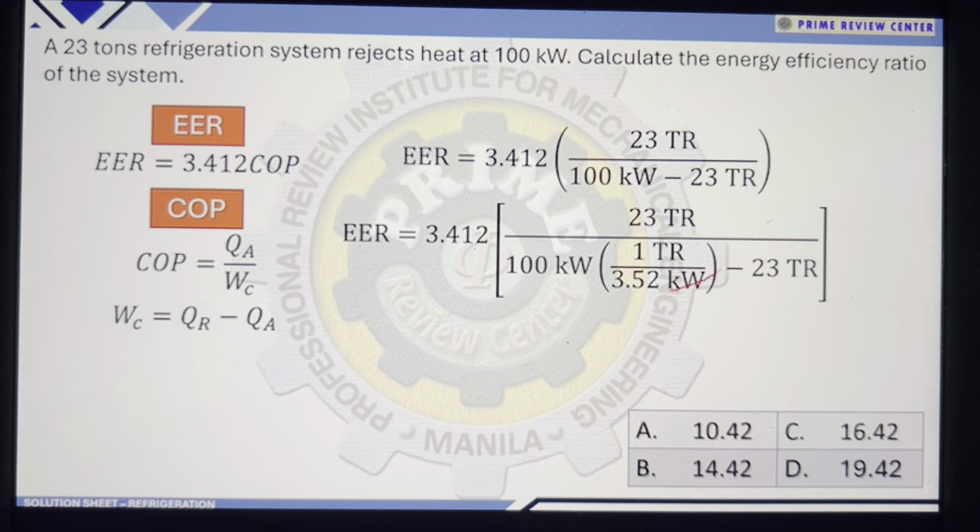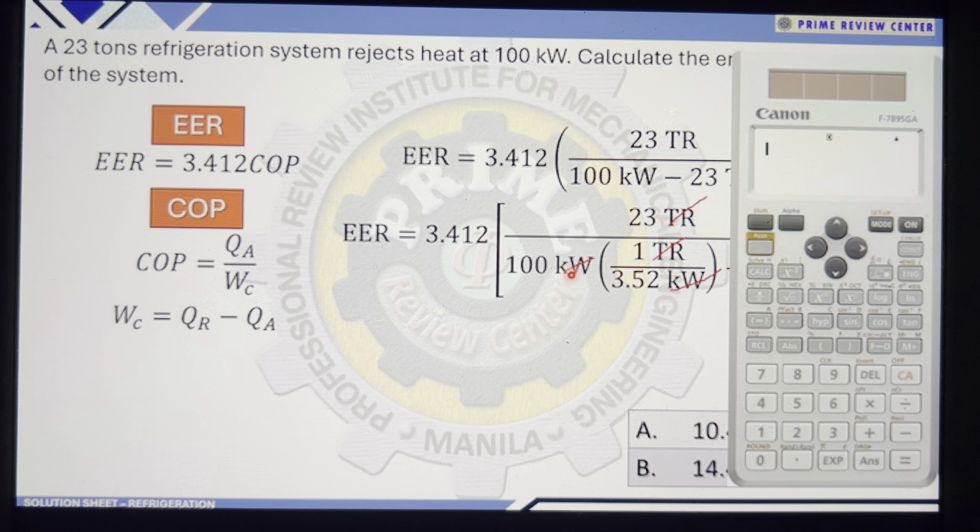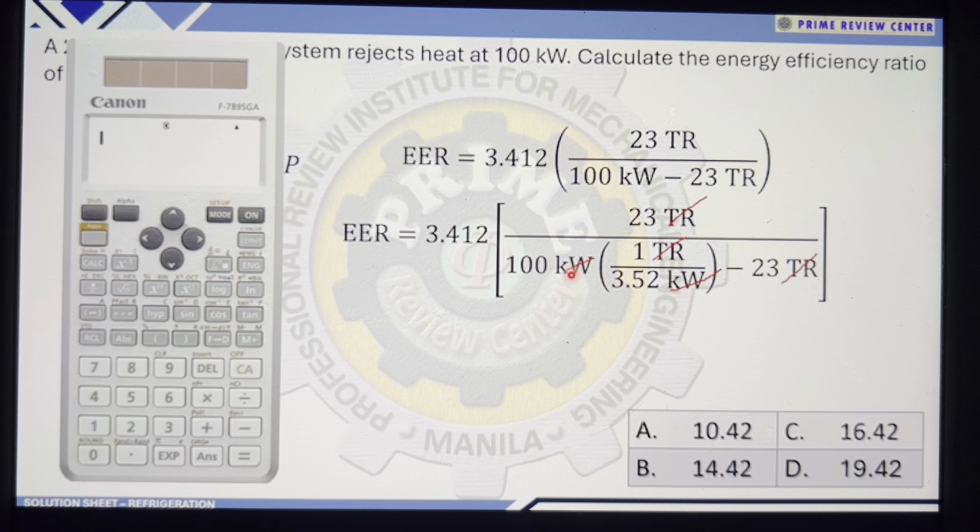And when we do that, yung kilowatts magka-cancel out, tapos TR na yung numerator and denominator. And that will also lead us to cancel those outs, di ba? So pag meron na tayong to, pwede na natin computean yung EER natin. Sige, so kunin lang natin yung calculator, then put yung mga values na kailangan natin.